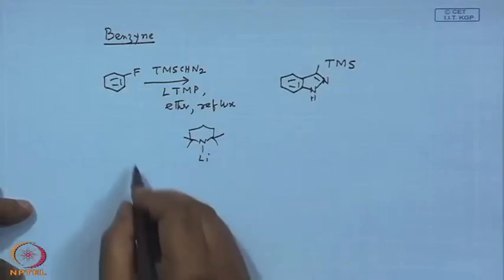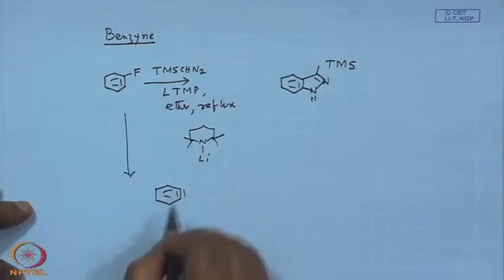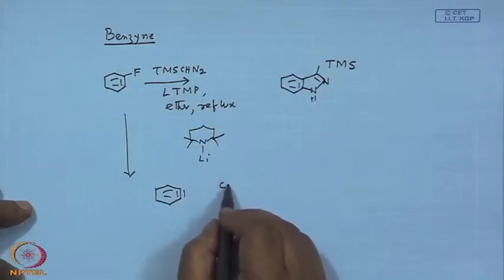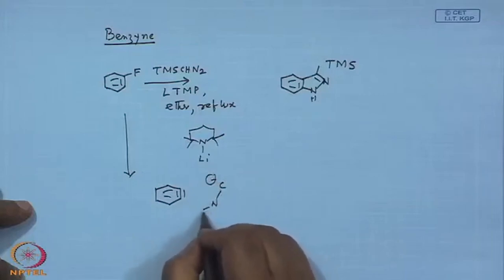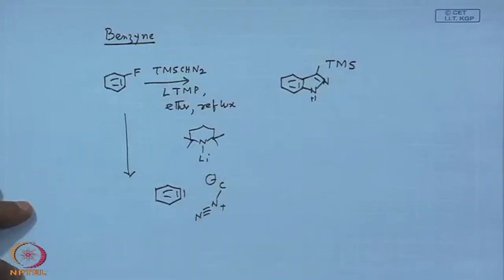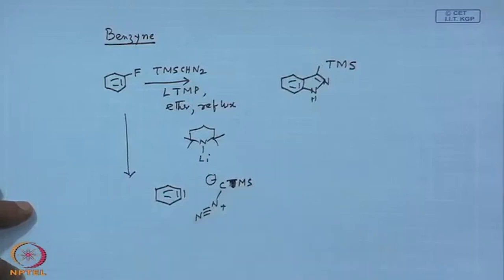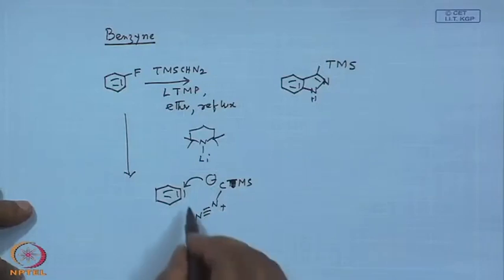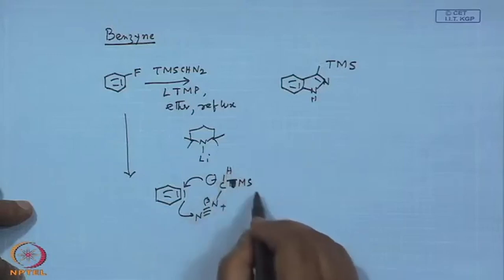What is the mechanism? It goes to benzyne here. And then in the presence of the strong base, you get the lithium and this diazonium salt here, this is a diazo compound, right? This is TMS, TMS. So, one can think about this electron movement to benzene as an electron acceptor, and this is neutralized, and then you have one hydrogen up here.